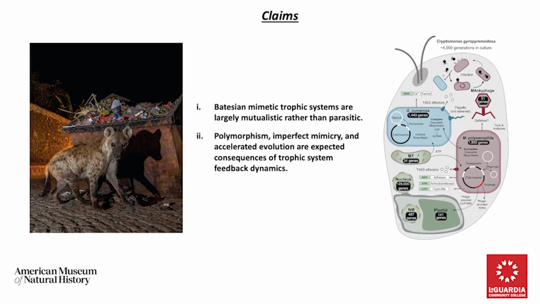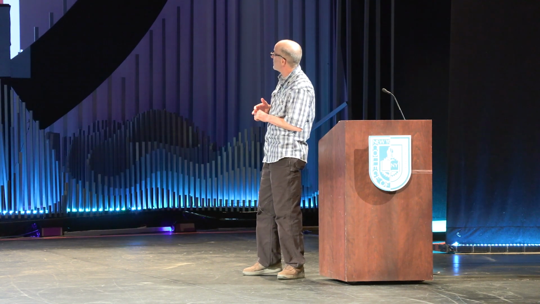All right, so the work on mimicry, we think we can argue that those are mutualistic systems rather than parasitic systems. And we can explain with this process ecology feedback model some of the puzzlements that have perpetuated in the literature, including things like imperfect mimics, right, and accelerated evolution, right?